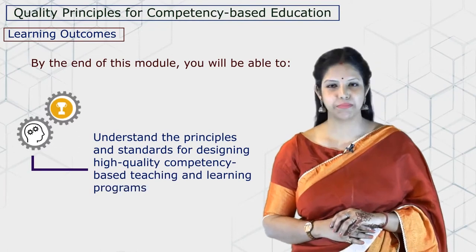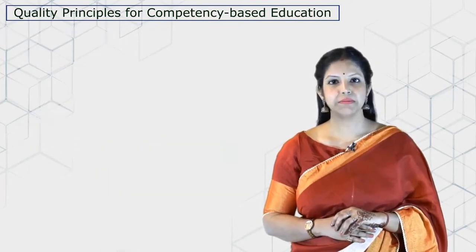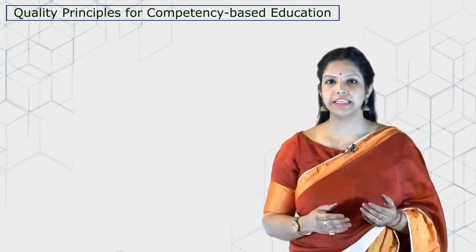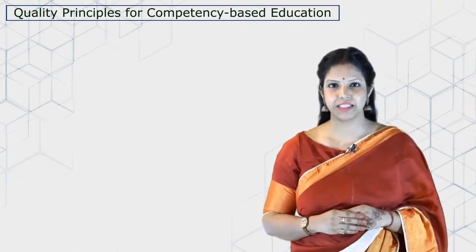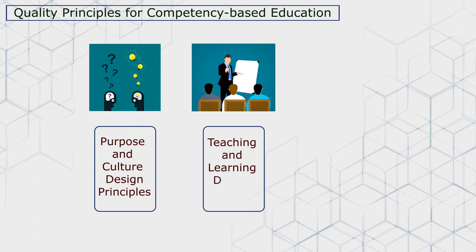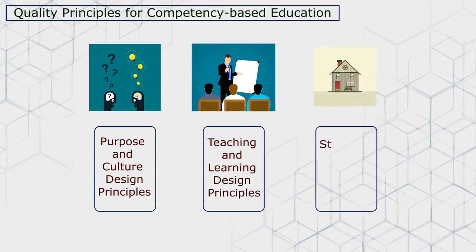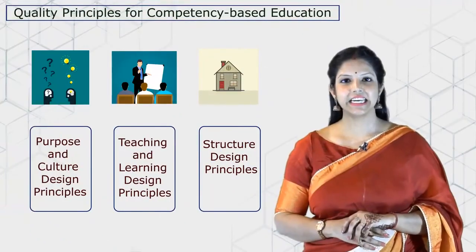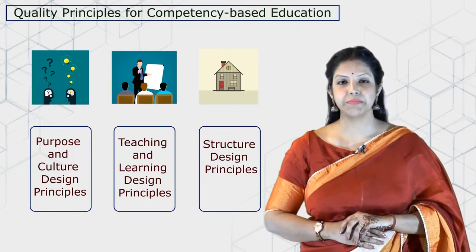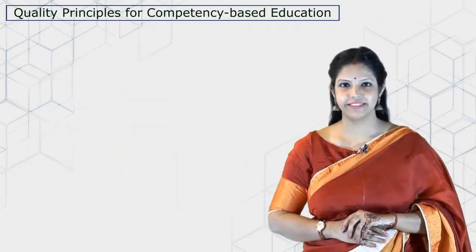teaching and learning programs. The design principles which we are going to discuss in this module can be categorized into 3 types: Purpose and Culture Design Principles, Teaching and Learning Design Principles, and Structure Design Principles. Let us start with Part 1 and understand the Purpose and Culture Design Principles in detail.